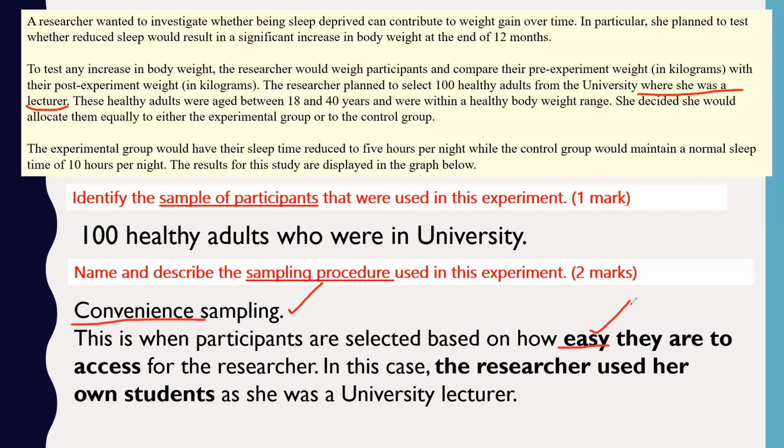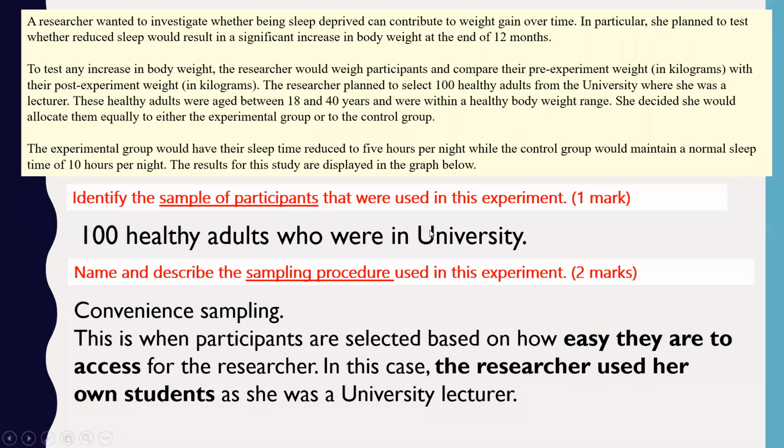We know that not everyone had an equal chance of being selected there. So only her students were being selected for the study, but there's no indication that it's been randomized. So not everyone at the university had an equal chance of being selected there. So that's how we know that convenient sampling was used.